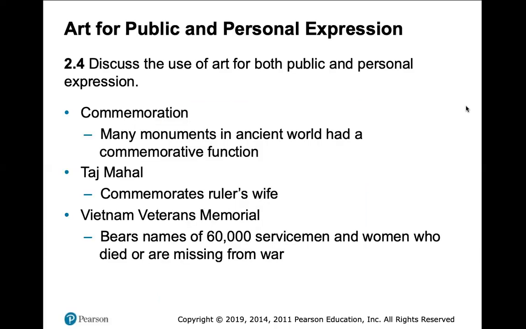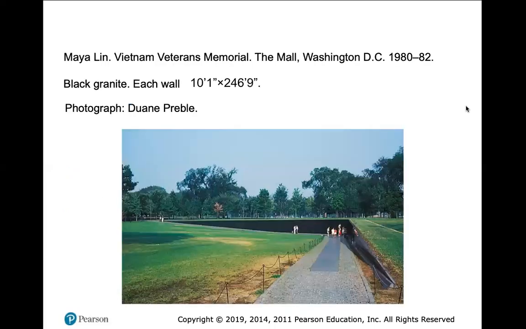The Vietnam Veterans Memorial bears the names of 60,000 servicemen and women who died or are missing from the war. This is actually in Washington, D.C. And I want to mention that the design for the memorial was a bit controversial because it included the names of the soldiers, and it had not ever been done before. Typically, memorials previously included statues. And so at first, it was a little controversial due to the design.